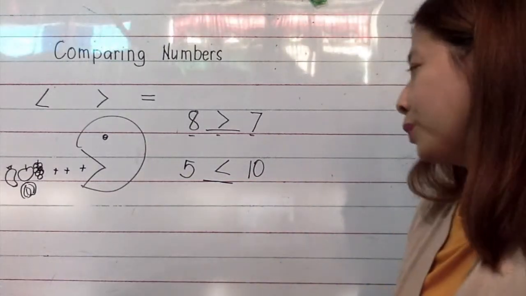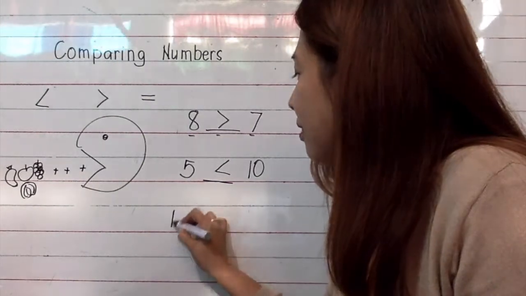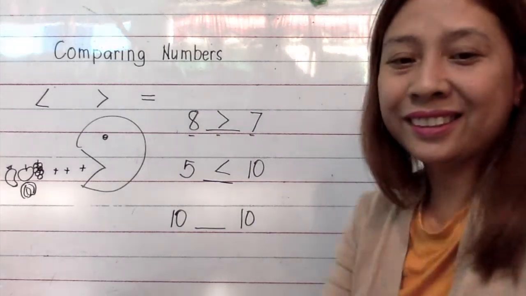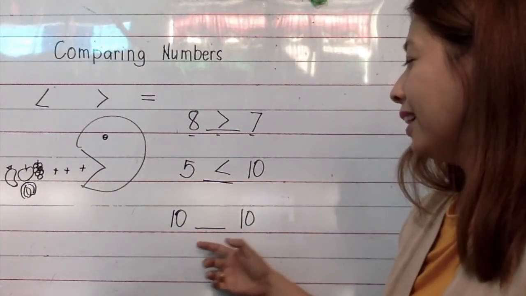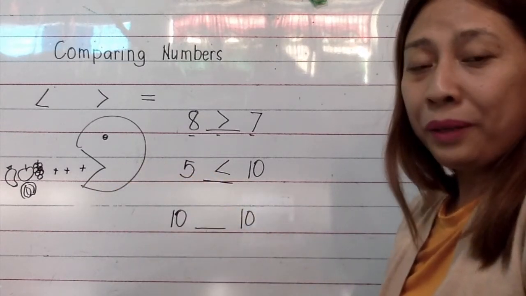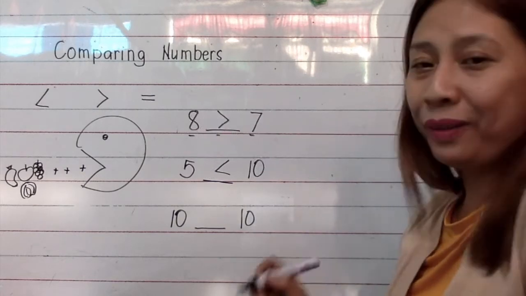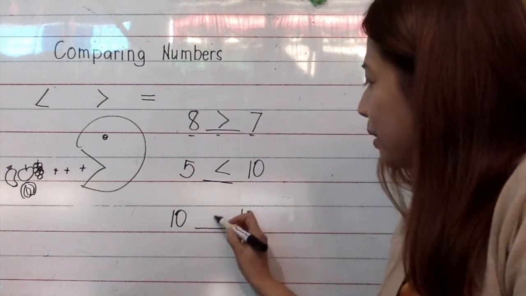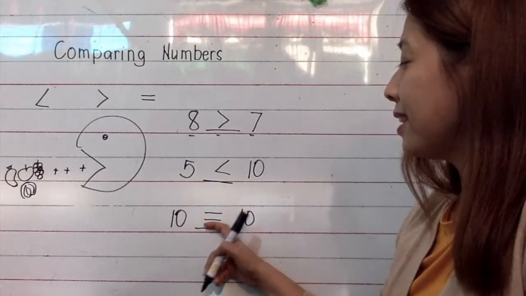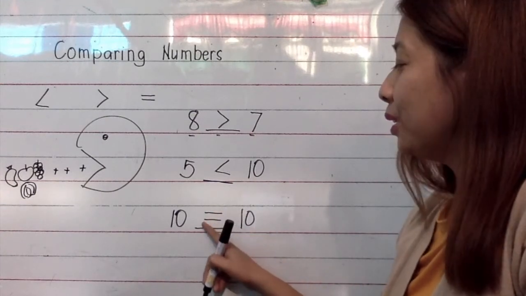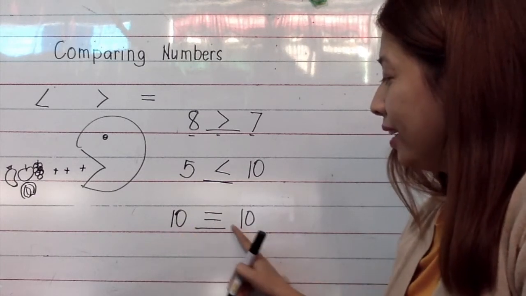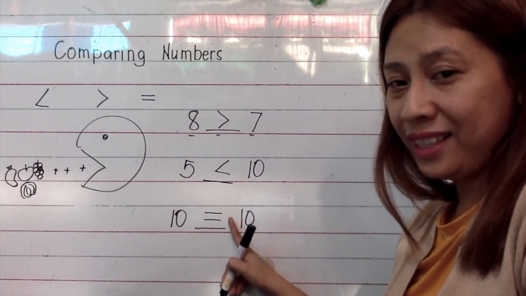What if I'm going to give you 10 blank 10? 10 blank 10. So Pac-Man will be confused now. How is he going to open its mouth? So it looks like 10 equals 10. See, he doesn't know whether he's going to pick this 10 or the other 10. So it is this one.